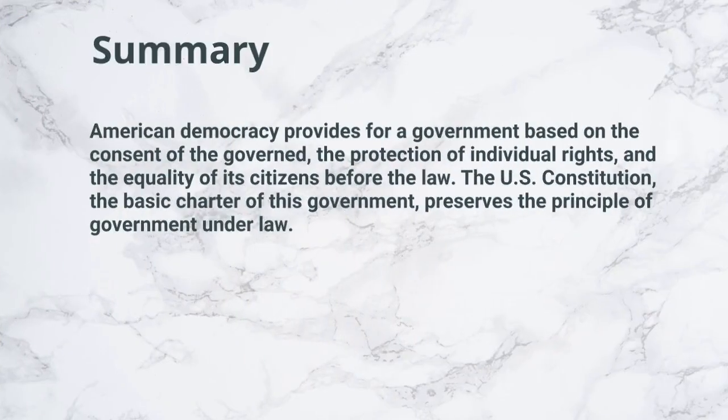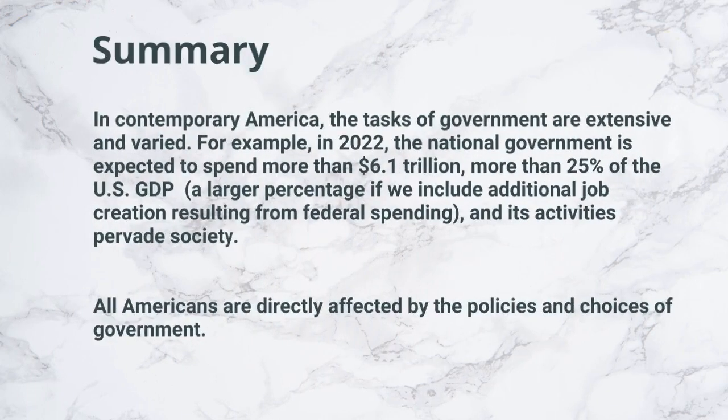American democracy provides for a government based on the consent of the governed, the protection of individual rights, and the equality of its citizens before the law. The U.S. Constitution, the basic charter of this government, preserves the principle of government under law. In contemporary America, the tasks of the government are extensive and varied. For example, in 2022, the national government is expected to spend more than $6.1 trillion, more than 25% of the U.S. gross domestic product, a larger percentage if we include additional job creation resulting from federal spending, and its activities pervade society. All Americans are directly affected by the policies and choices of government.